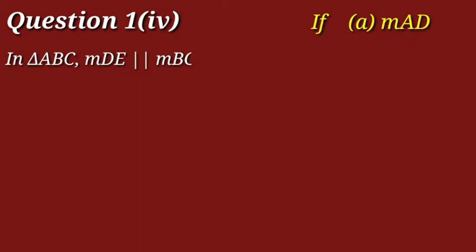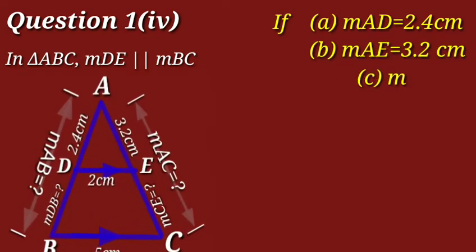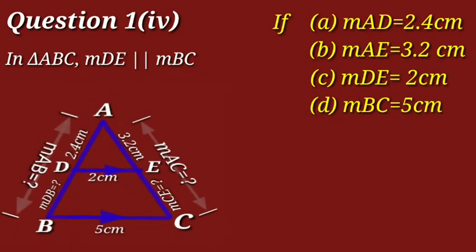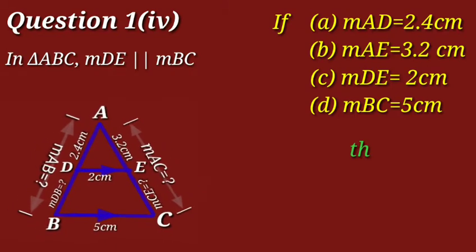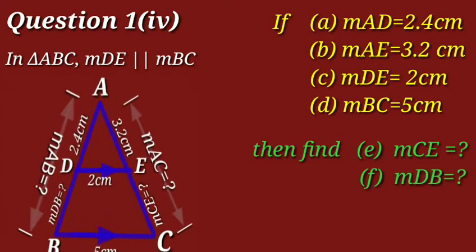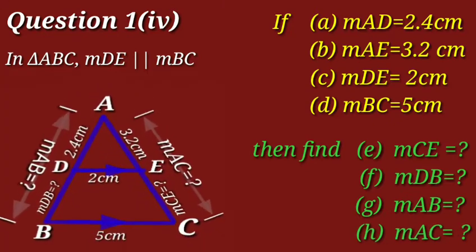Part 4 of question 1. In a triangle ABC, where side DE is parallel to the side BC, if side AD is equal to 2.4 centimeter, side AE is equal to 3.2 centimeter, side DE is equal to 2 centimeter, and side BC is equal to 5 centimeter, then find the values of CE, DB, AB and AC.